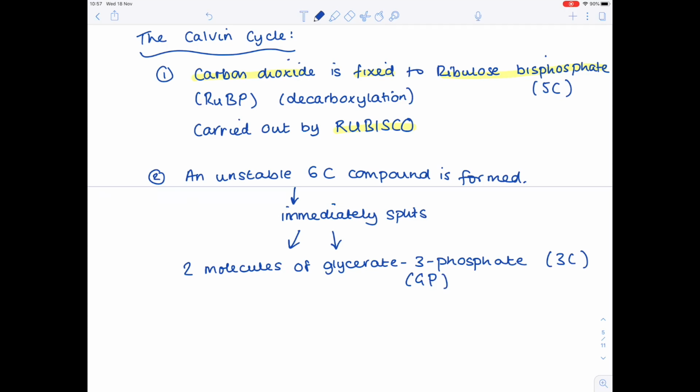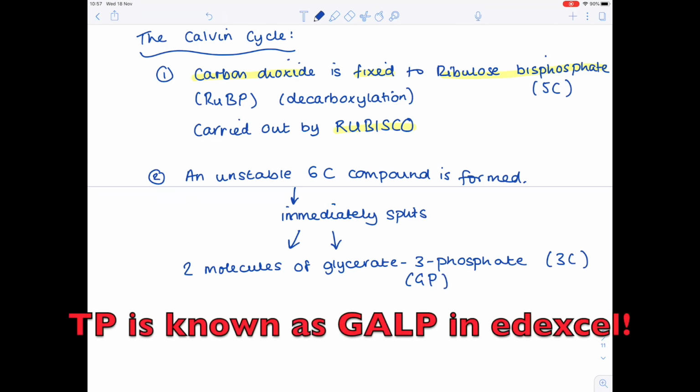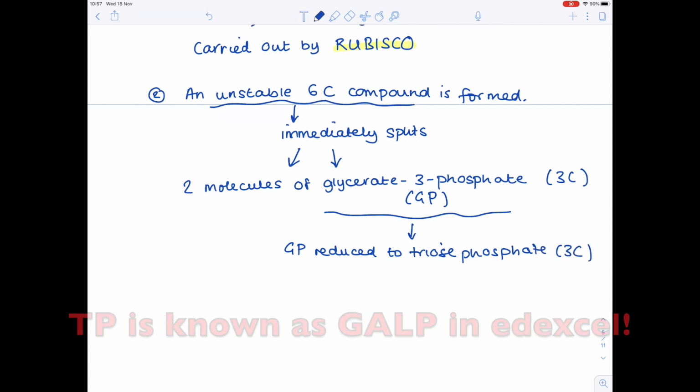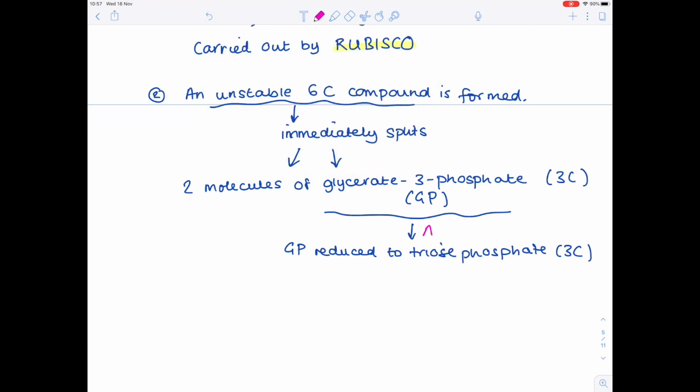Glycerate 3-phosphate is then reduced to triose phosphate, which is another 3-carbon compound. So GP, glycerate 3-phosphate, is reduced to triose phosphate. As the name suggests, triose, it is a 3-carbon compound, and this process requires both ATP and reduced NADP. And remember that both of these substances were made in the light-dependent stage of photosynthesis.